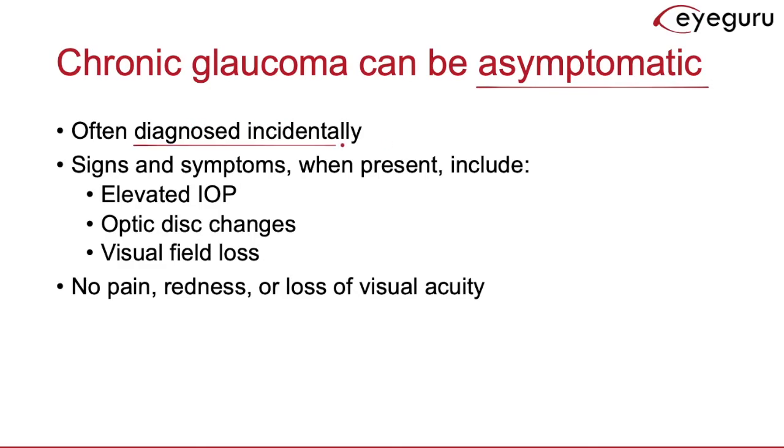Often this is diagnosed incidentally during a comprehensive eye exam, which might show elevated IOPs, optic disc changes such as cupping, and a repeatable pattern of visual field loss. Note that unlike closed angle glaucoma, open angle glaucoma does not present with pain or redness, and often visual acuity is spared because glaucoma tends to affect the peripheral vision rather than central vision.